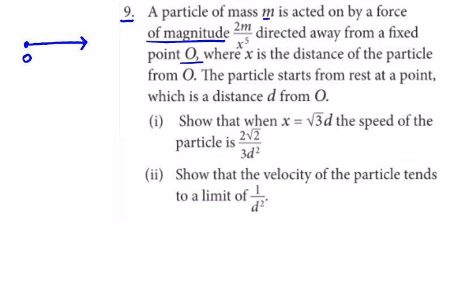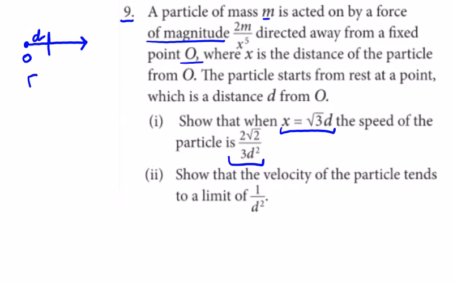The particle starts from rest at a point which is the distance d from O. Let's say this distance here is d. Show that when x is equal to root 3d, the speed is this. So dealing with distance and speed. So let's have a look.